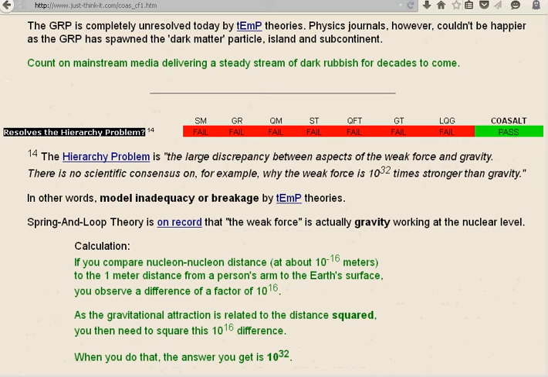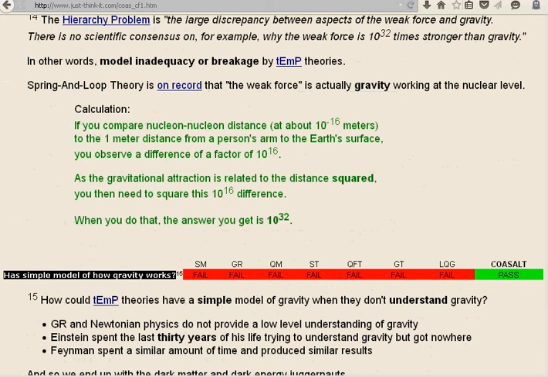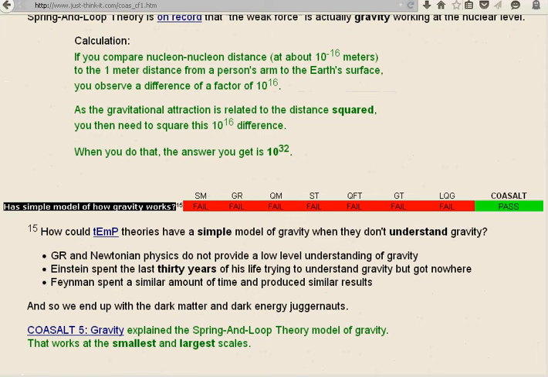Number 15. Does the theory have a simple model of how gravity works? How could the existing mainstream physics theories have a simple model of gravity when they don't understand gravity? General relativity and Newtonian physics do not provide a low-level understanding of gravity. Einstein spent the last 30 years of his life trying to understand gravity, but got nowhere. Feynman spent a similar amount of time and produced similar results. And so we end up with the dark matter and dark energy juggernauts.